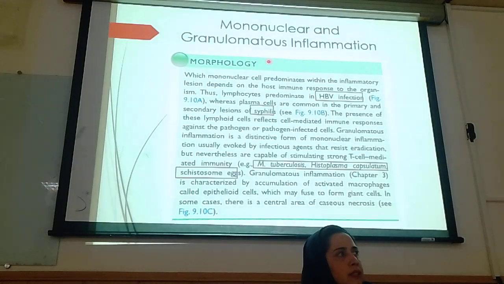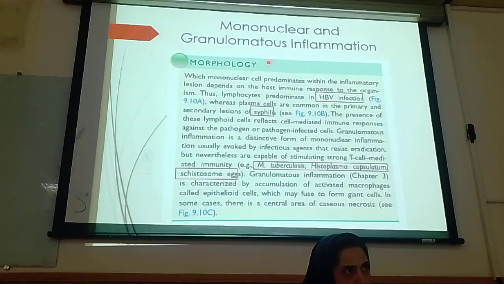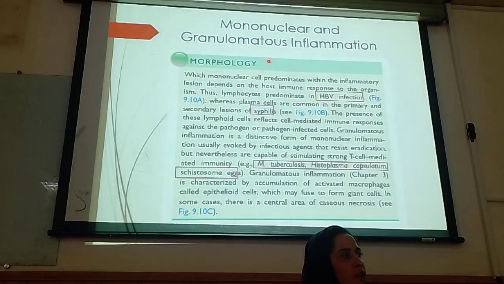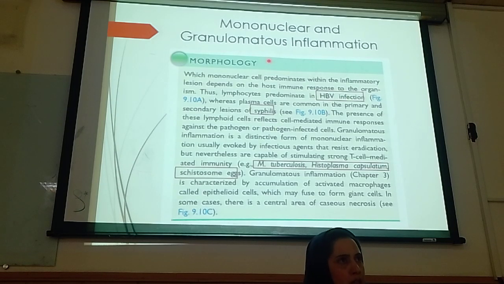Okay, the last part is morphological changes in different types of infections. For example, in some infections, such as viral hepatitis, which is common in the liver, you have infiltration of mononuclear cells, which are mainly lymphocytes. In some infections, you have predominance of plasma cells, for example, syphilis. In some infections, you have granuloma, such as fungal infections, for example, histoplasma, or schistosomiasis. Around the eggs, we have granulomatous inflammation.